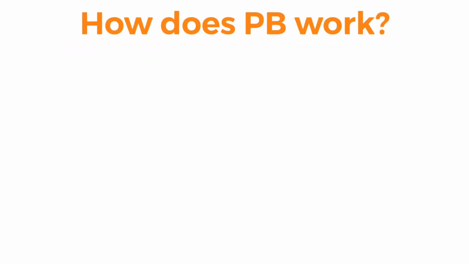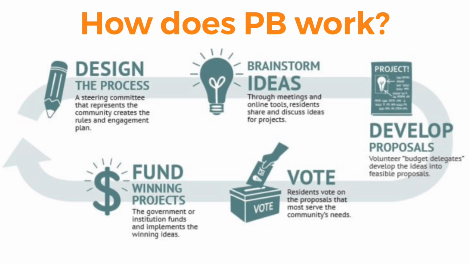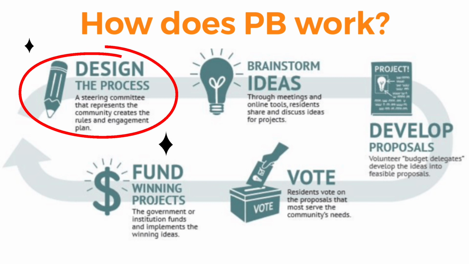How does participatory budgeting work? As you'll see in this loop, there are many different stages to a participatory budgeting process. Our process started back in the summer. We put together a steering committee who designed the rule book for this process, answering questions like who can vote, what are the project maximums, what are the project minimums, who can be a project delegate. All of this was determined by our steering committee over the summer. They also helped us put together a community engagement plan for developing ideas.